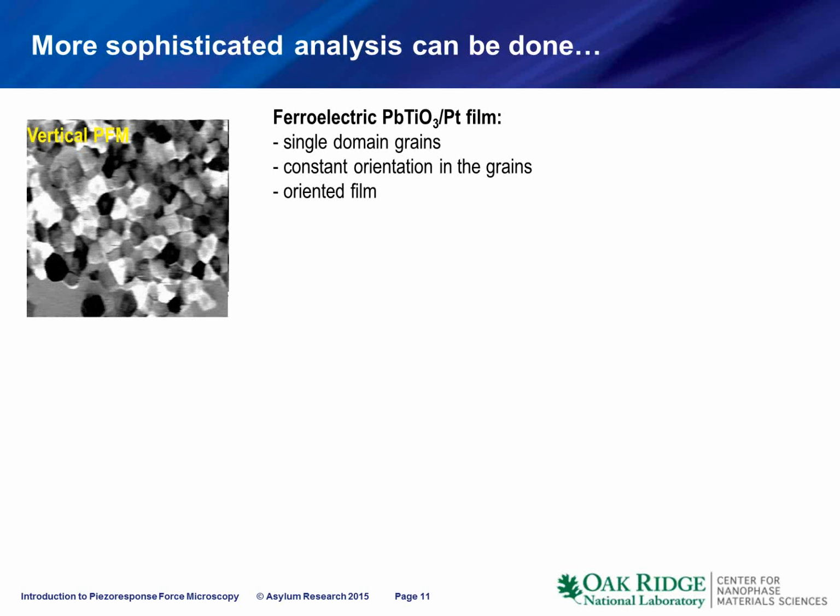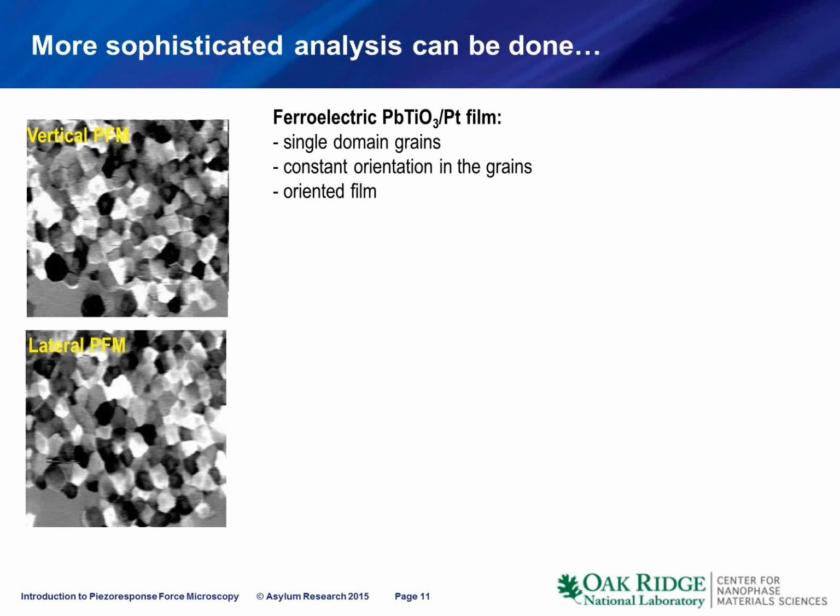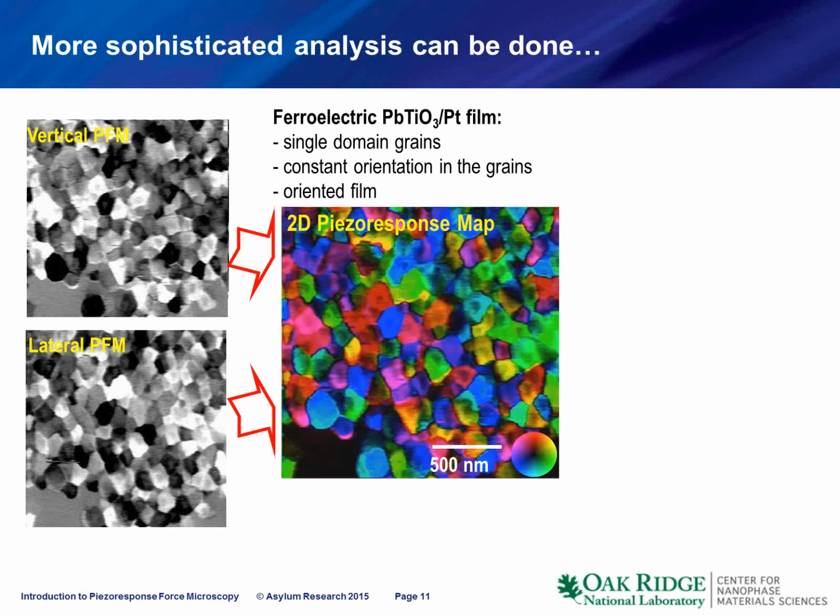of phase. We can measure the lateral signal, and I mean, we all know that displacement is a vector. So if we measure vertical and lateral components, we can reconstruct two components of the response vector. And then we can plot the orientation and the magnitude of the vector using this vector map. So this color legend shows the direction in the XZ plane, and the saturation of the color shows the strength of the piezo response signal.